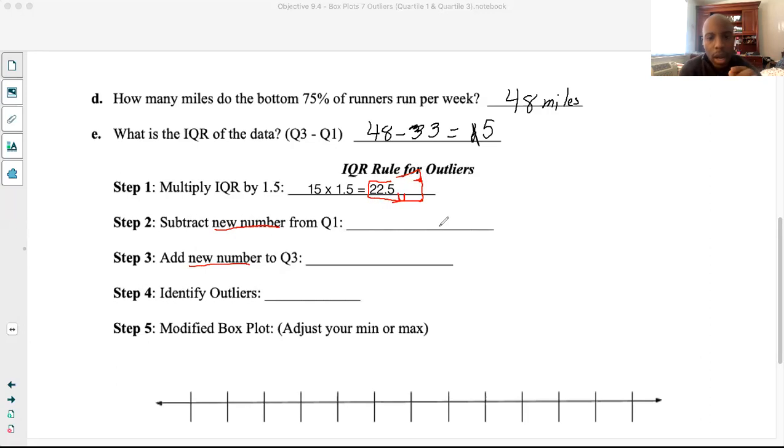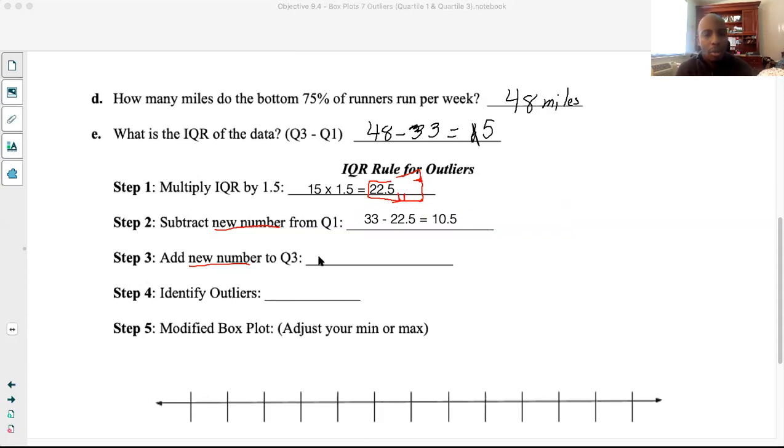We then take this new number and subtract it from quartile 1. Quartile 1 is 33, so 33 minus 22.5 gives us 10.5. That's the smallest number our data can go. If it goes any smaller than that, it's an outlier. So if a number is less than 10.5, that number would register as an outlier.